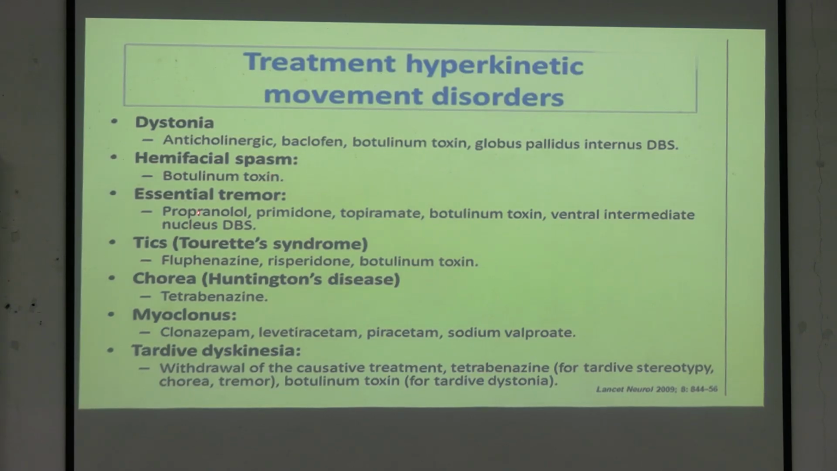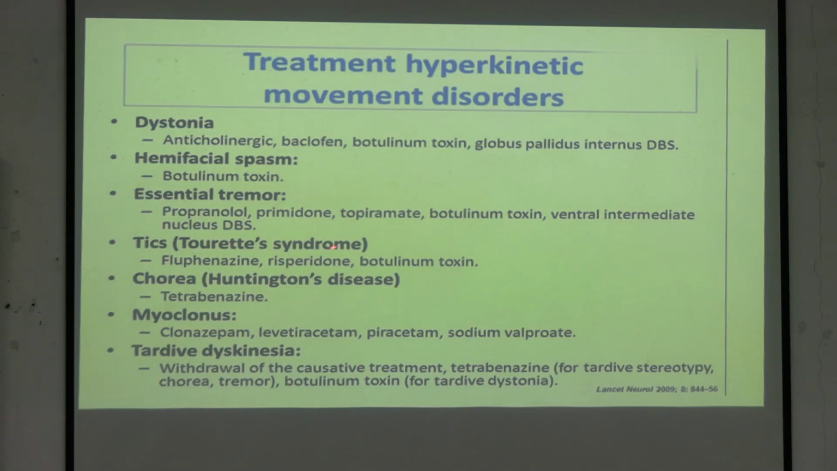This is essential tremor, a familial tremor. I have told you it can be treated by propranolol. Very effective drug, giving propranolol, primidone, and thyrotoxicosis also can cause tremor. That tremor is also very responsive to propranolol. Primidone, topiramate, botulinum toxin, these are the other drugs that can be used in essential tremor. But the very important drugs are propranolol and primidone, you can remember.